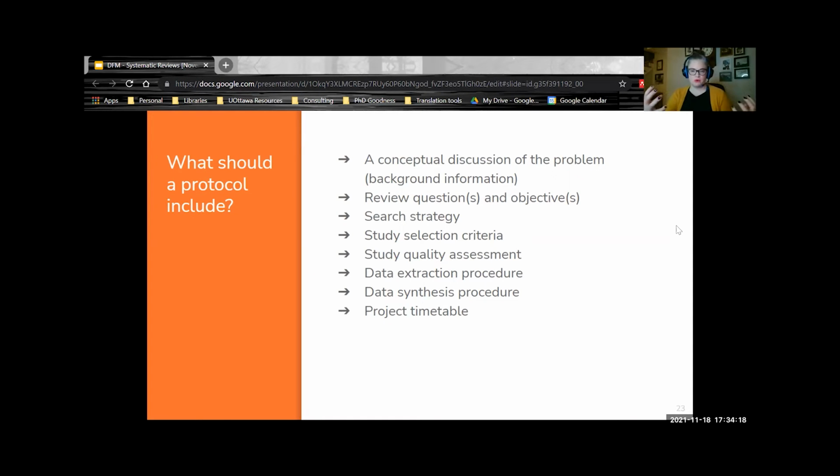All right. Here's the question that you want to answer. Here are some of the objectives. Here is a search strategy that you've done. Here's how you're going to study the selection. You're going to select the study criteria. Here's how you're going to assess it. Here's what my data analysis is going to look like. And here's what the draft of the project timeline might be.